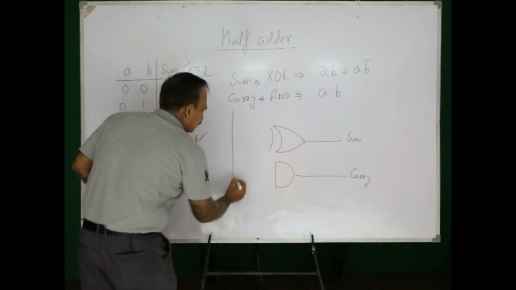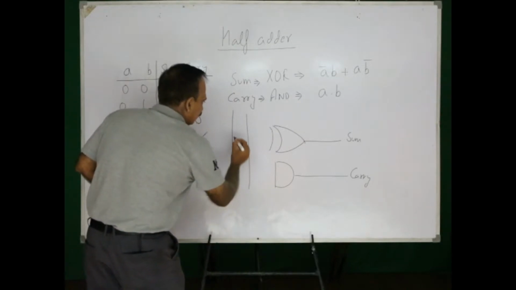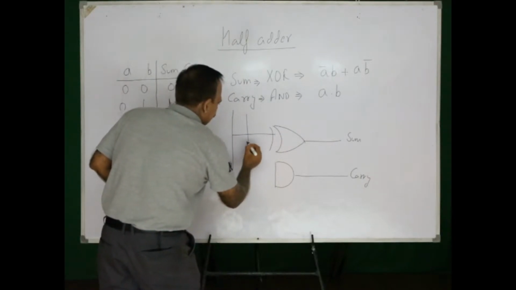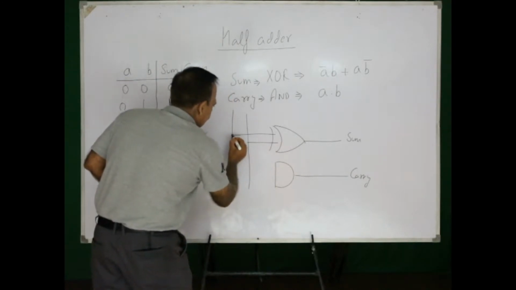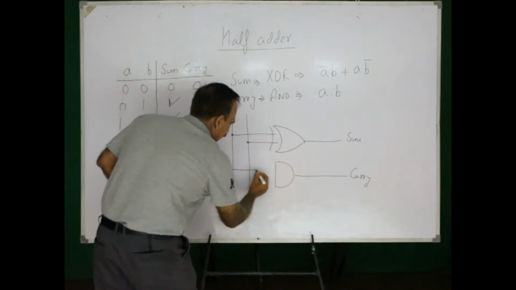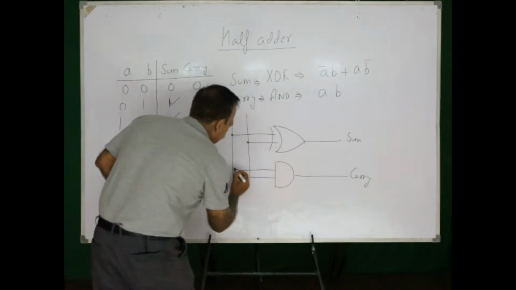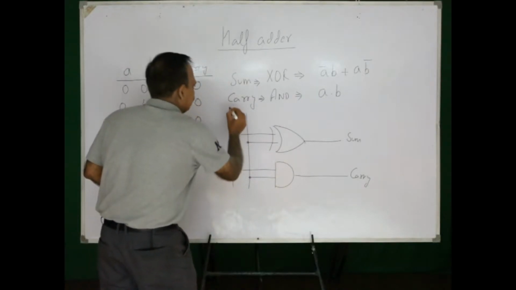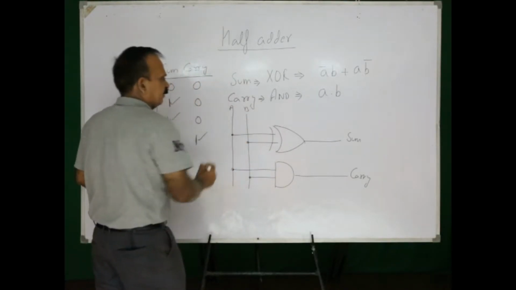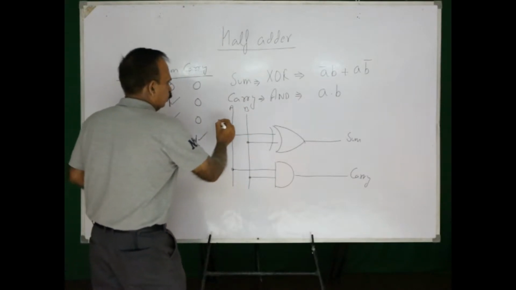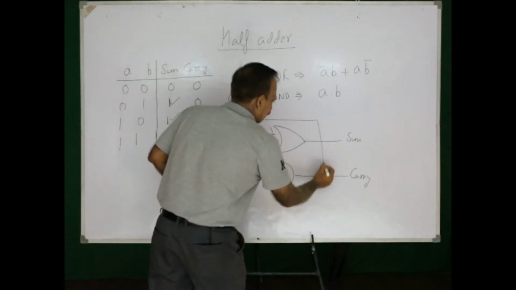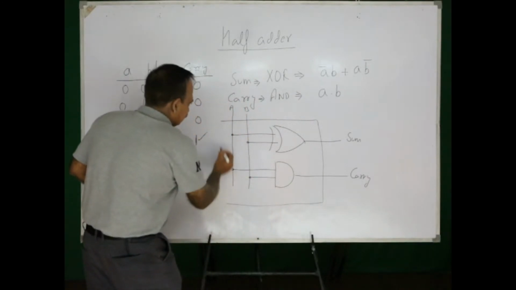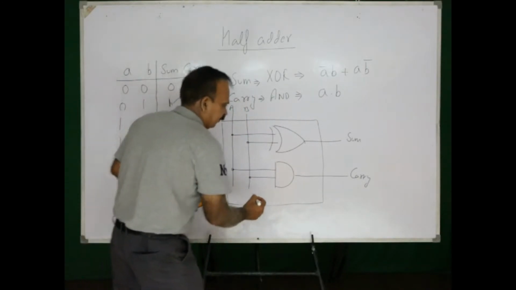Inputs will be 2 bits, and those will be A and B. This is A and this one is B. Yes, these are the input values A and B, and from those two what I am getting is the sum and carry value, and this is representing half adder.